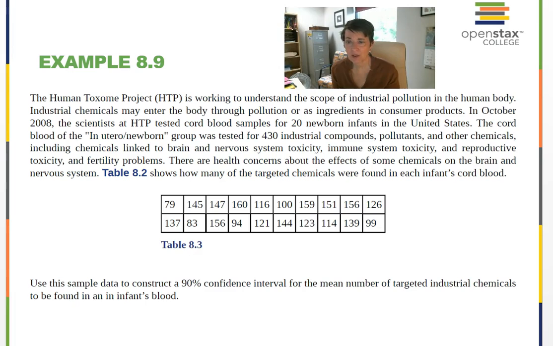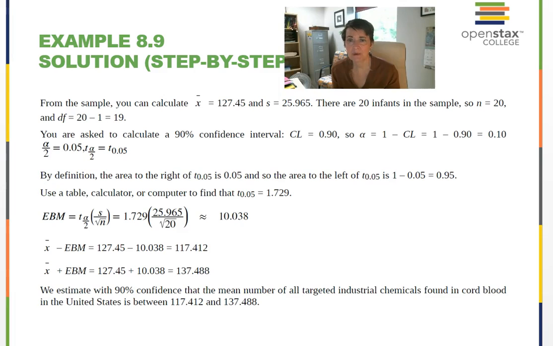So I'm just going to go back to this chart for a minute. We see that we have some very large numbers. Our smallest numbers, 70, 80, 90. So it makes sense that when we calculate this, our mean is 127.45. We can also calculate our standard deviation right on the calculator there. If we put all those numbers into the list, we can calculate the standard deviation of this sample of 25.96. There are 20 infants in the sample, so N is 20. Our degrees of freedom is 19. So we have all these basic numbers to work with.